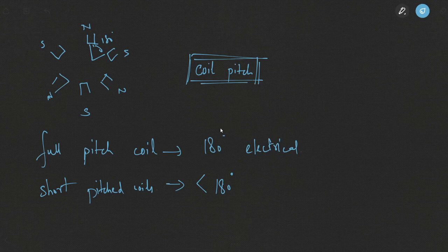So pitch factor is given by electrical angle of coil divided by 180 degrees into 100%. So if it's 100%, that means it is a full pitch coil. If it is less than 100%, then it's a short pitched or a fractionally pitched coil, and this is done to improve the process of commutation. So this is one thing.